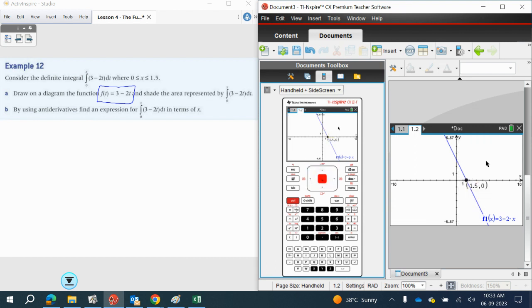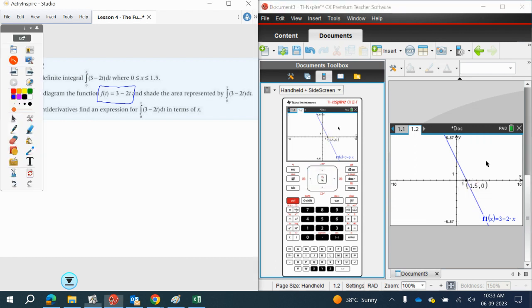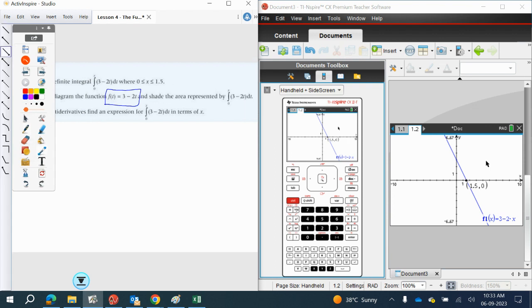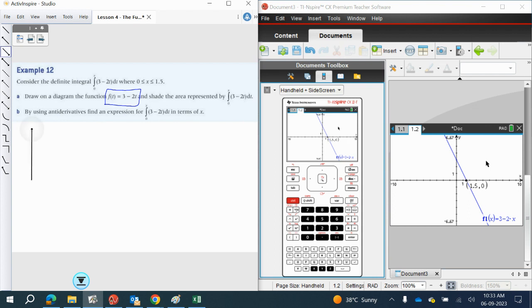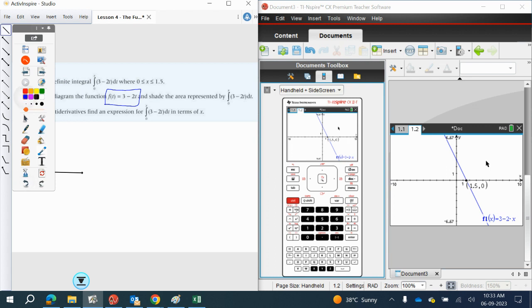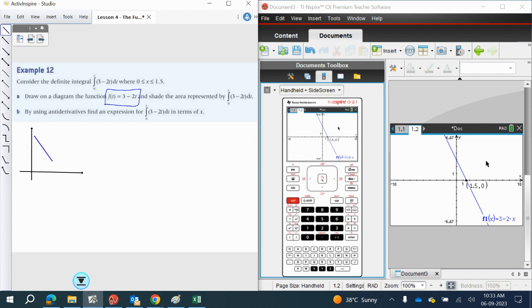Yeah. So our diagram is going to start off with some axes, like this. Our line. Remember that our function is defined from 0 to 1.5. So our function looks like this.